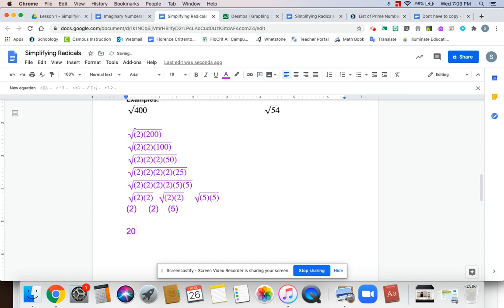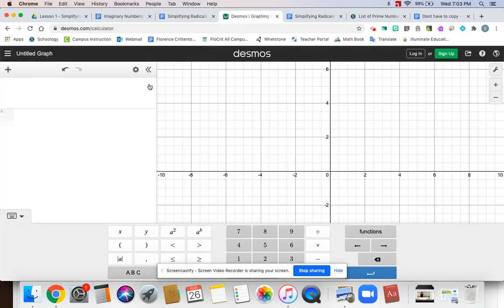So is it true? Is the square root of 400 20? Let's find out. Square root of 400, it is 20, because 20 times 20 is 400.